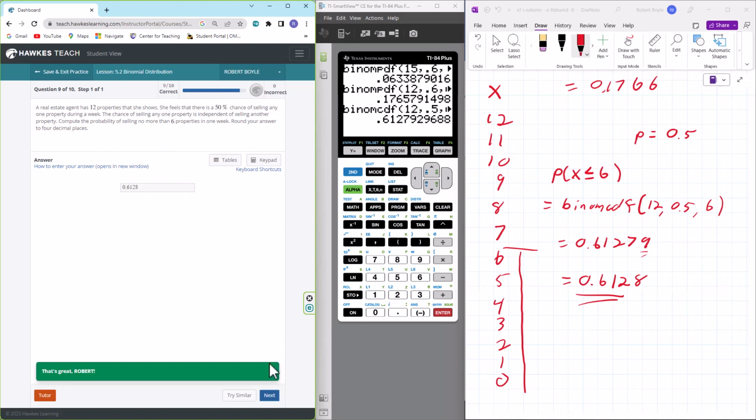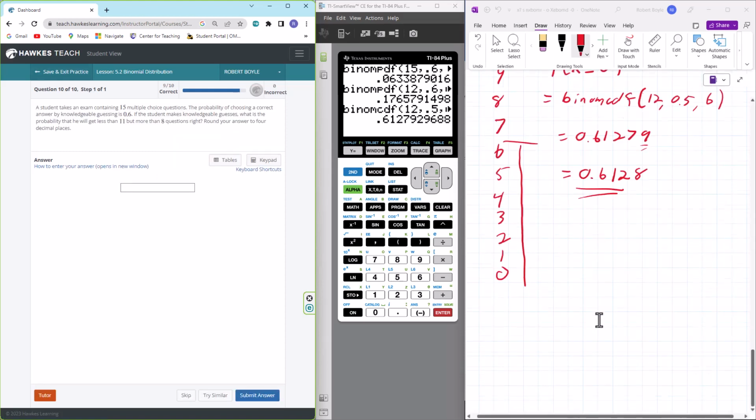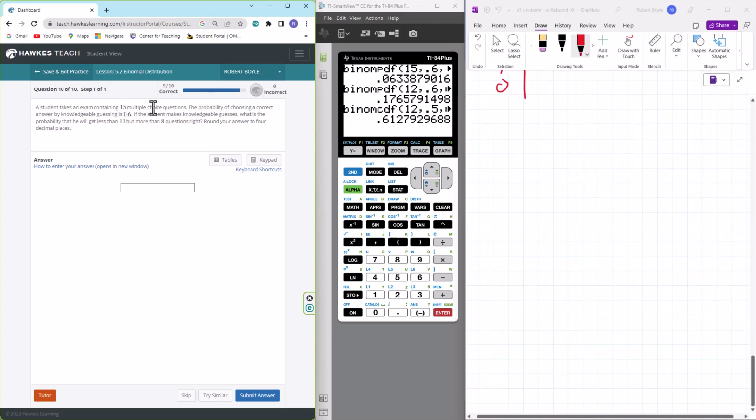And this brings us to our very last question. A student takes an exam containing 15 multiple choice questions. Oh, I think we've almost done this one already. The probability of choosing a correct answer by guessing is 0.6. It means he guesses well. If the student makes knowledgeable guesses, what is the probability that he will get less than 11 but more than 8 questions right? That's going to be an interesting one.